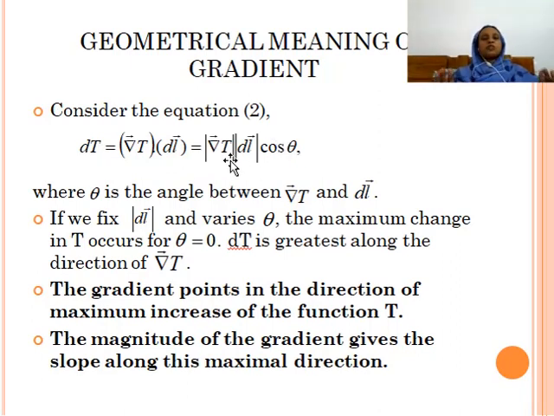Okay, that is the geometrical meaning of the gradient. The gradient points in the direction of maximum increase of the function T. Similarly, the magnitude of the gradient gives the slope along this maximal direction. Okay, the magnitude of the gradient gives the slope along the maximal direction.